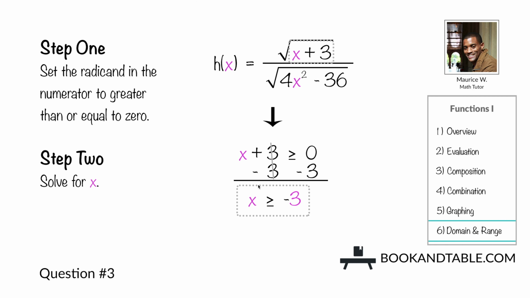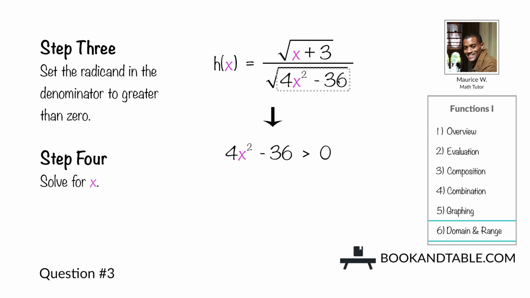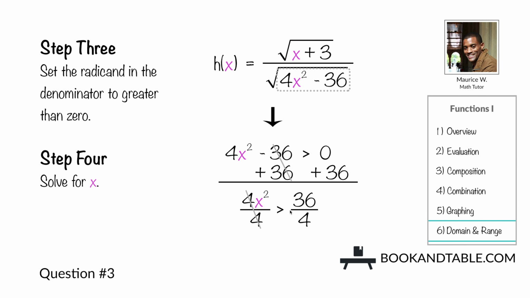So this is the first restriction we're working with. x is greater than or equal to negative 3, so we'll put that to the side. And now we want to focus on the denominator. So we want to set the radicand in the denominator to greater than 0. And then solve for x. So we will add 36 to both sides, showing us 4x squared is greater than 0 plus 36, which is 36. And now we get rid of the coefficient 4 by dividing both sides by 4, showing us that x squared is greater than 36 divided by 4, which is 9.